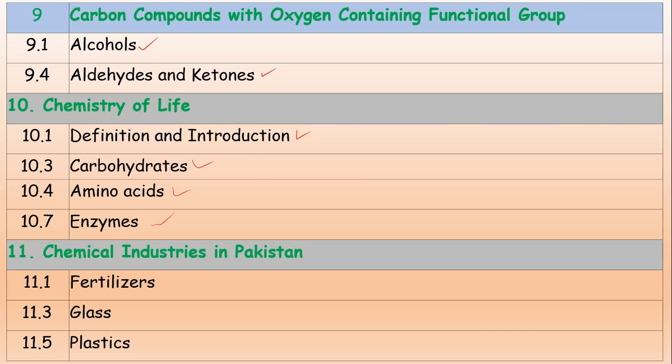Last chapter, chemical industries in Pakistan. There are lots of chemicals in this chapter, but we have to discuss only three topics: 11.1 fertilizers, 11.3 glass, 11.5 plastics. We have to cover only these three subtopics in chapter number 11, that is chemical industries in Pakistan.